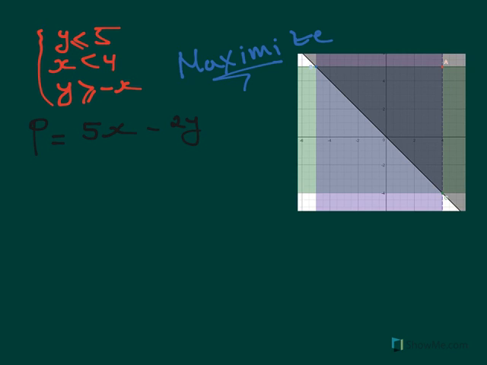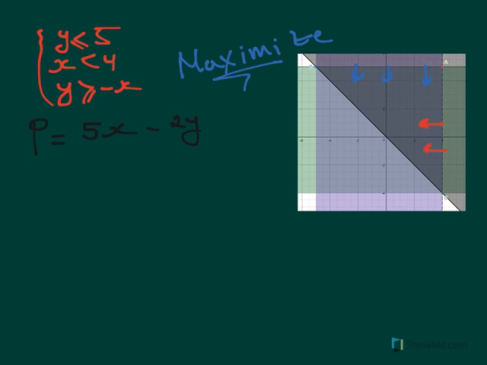The first one is y less than or equal to 5, and I plot that right here. It's the horizontal line shaded below, as you can see, because it's less than. And also the second constraint is x less than 4, which is the vertical line, dotted of course, and it's shaded to the left because it's less than.